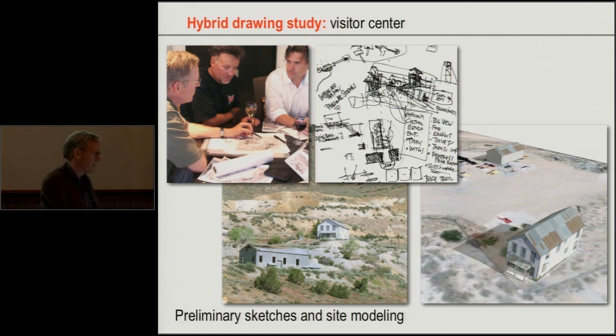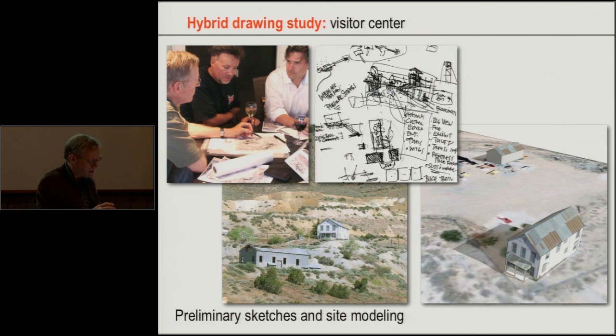This was in the gold mining district of Nevada. We wanted to put together a little visitor center, and so it started with sketches. I think accompanying any of this brainstorming comes a glass of wine. I think that was sort of mandatory at that point. But you can see how rough the sketch is. From that rough sketch, that was the earliest concept.